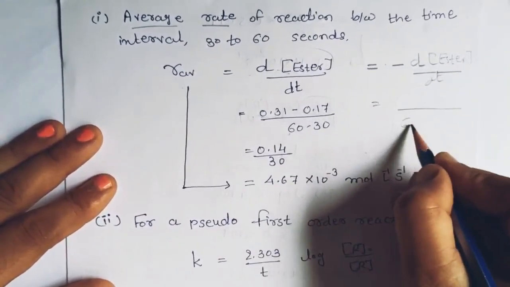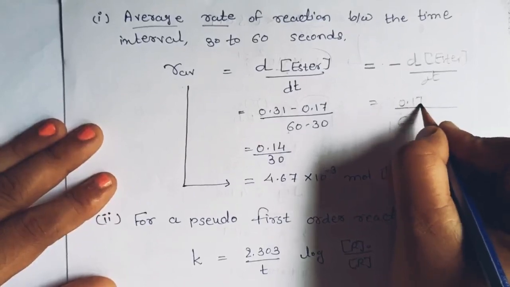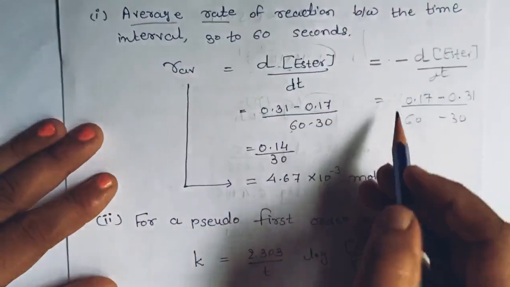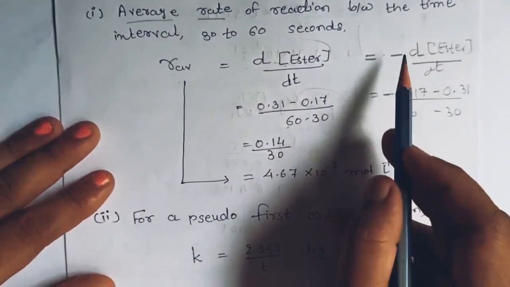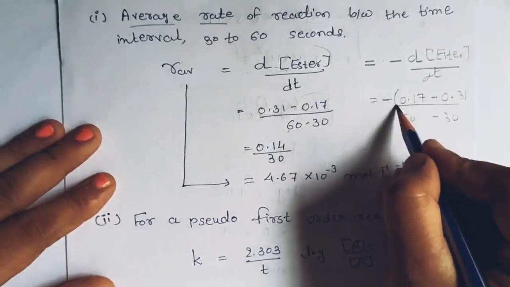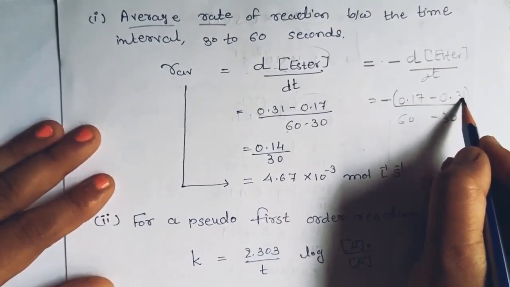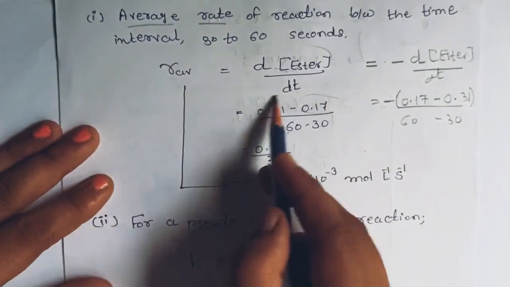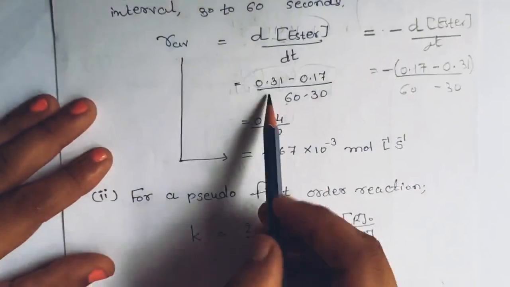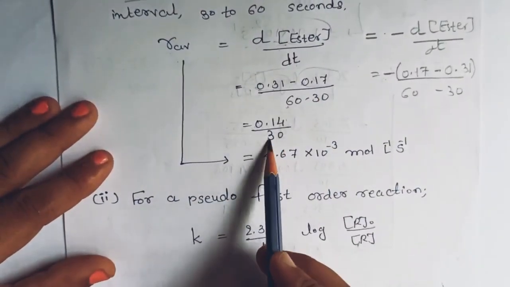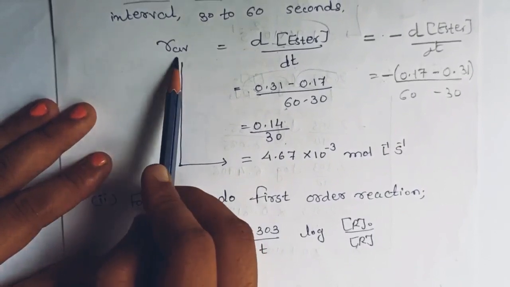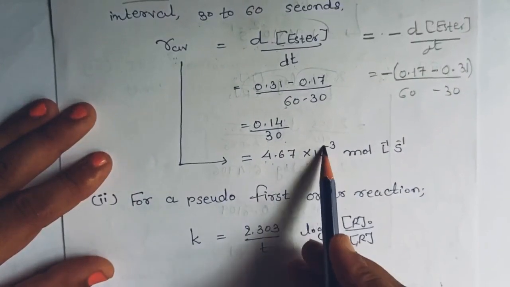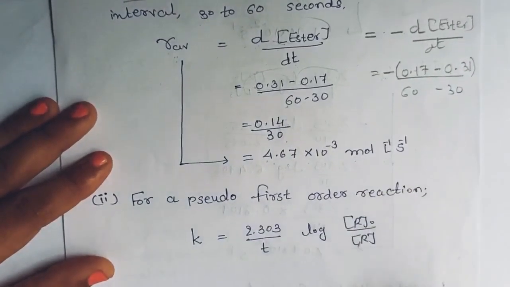At 60 seconds the concentration of ester is 0.17 and at 30 seconds it is 0.31. This minus in the formula shows that the concentration of ester is decreasing. If you subtract this, you will get a minus answer, and this minus and that minus will carry out to plus, so I wrote it directly. If you subtract that, you will get 0.14 divided by 30. So the average rate for the time interval 30 to 60 will be 4.67 into 10 to the power minus 3 mole liter inverse second inverse.